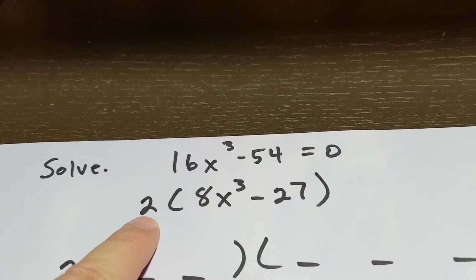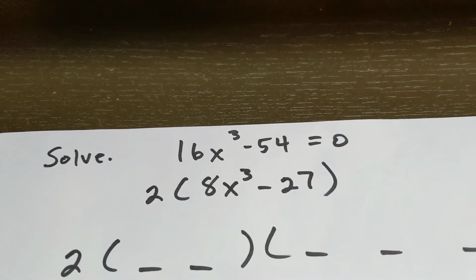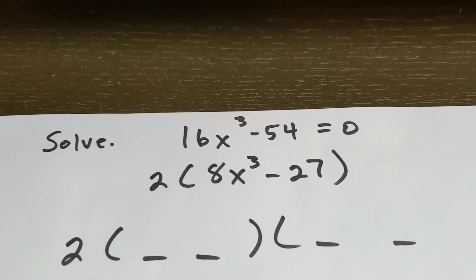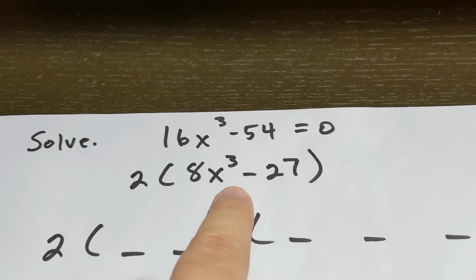So notice that I already factored out a 2. That was the greatest common factor. So I would say this, always factor out the greatest common factor if the problem has one. So there's a 2 that we could take out here. And if we do that, notice what's left over, this.